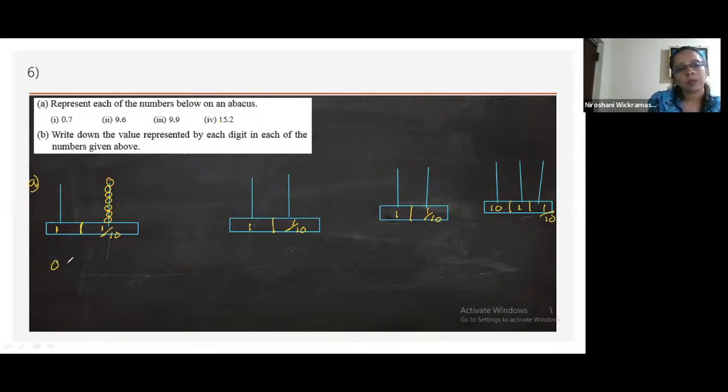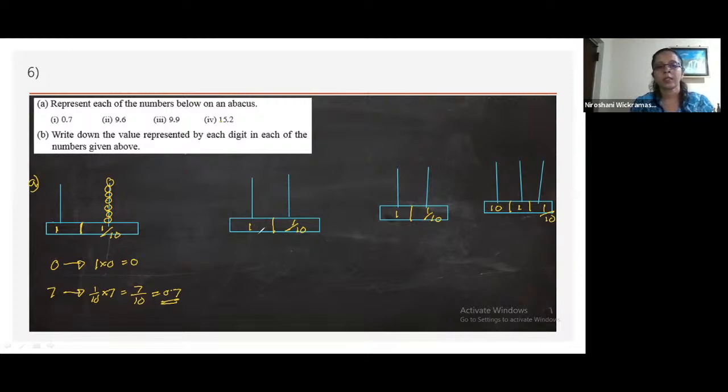Write down the value represented by each digit of the numbers given below. The 0 is at one's place. 1 times 0, 0. What about this? That is 7, at the 1/10th place. Right? Then 1/10 into 7, 7 divided by 10, 0.7. This is the value represented by this 7.